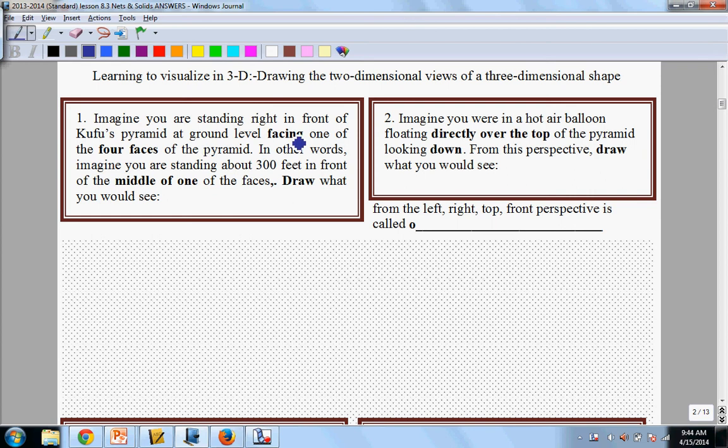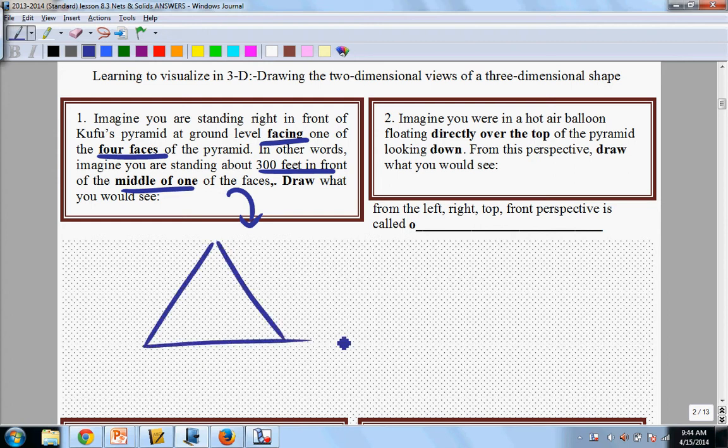In front of Khufu's pyramid at level ground, facing one of the four faces, which are the triangles. In other words, you're standing about 300 feet away in the middle of one of those faces looking straight on. I'd like you to draw what you would see. It should take you about 10 seconds. Do not say this out loud. What would you see? Don't say it. Just draw.